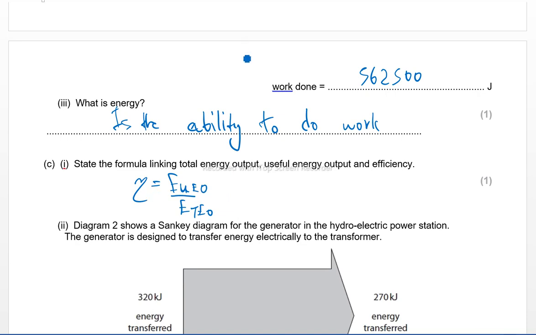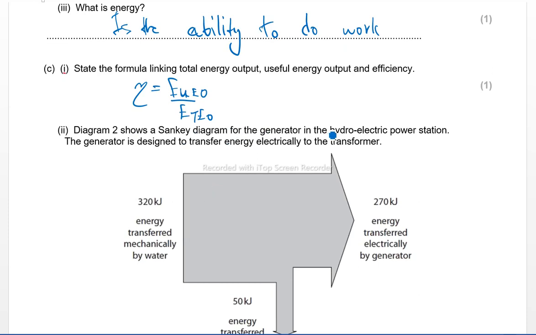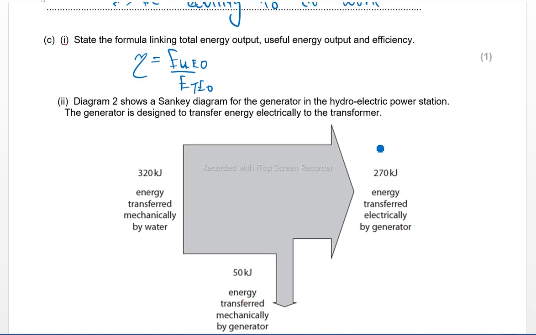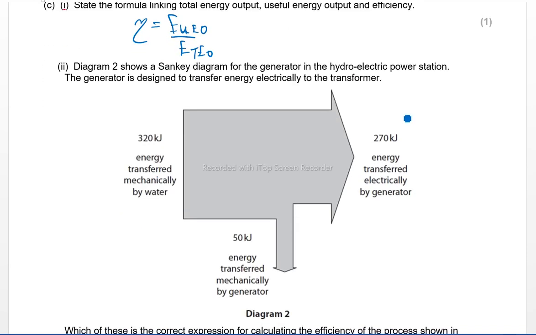Okay, children? Right. Diagram 2 shows a Sankey diagram for the generator in the hydroelectric power station. The generator is designed to transfer electrical energy to the transformer. 320 kilojoules of energy is given mechanically by water. 278 kilojoules is energy transferred electrically by the generator, then 50 kilojoules is energy transferred mechanically by the generator. So if it is a generator in a hydroelectric power station, our requirement is to produce electricity. So what you have to understand, this is the useful, this is the wasted, and this has to be the total.